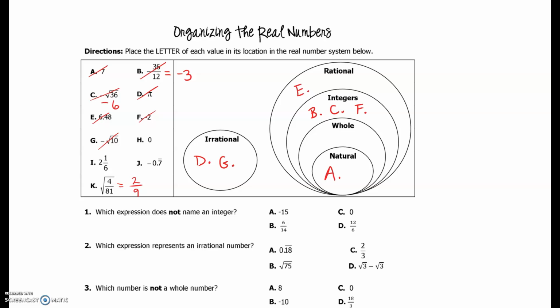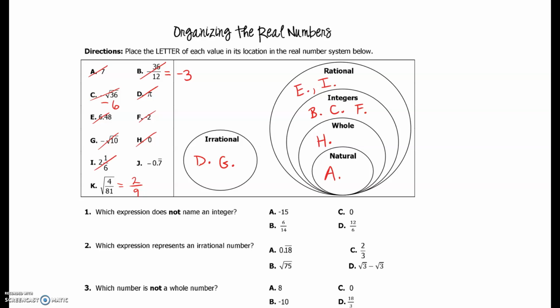The number 0. 0 has a special classification. It is the one number that is only considered to be in this whole number category. All other whole numbers are actually natural numbers. Letter I, 2 and 1/6, this is a fraction. So this fraction should be included with the decimals in the rational number category.